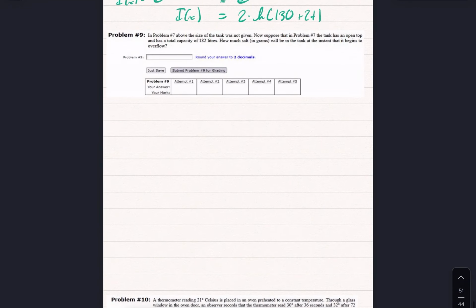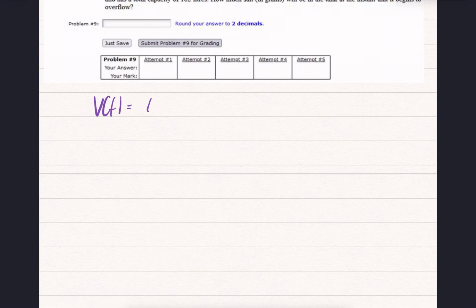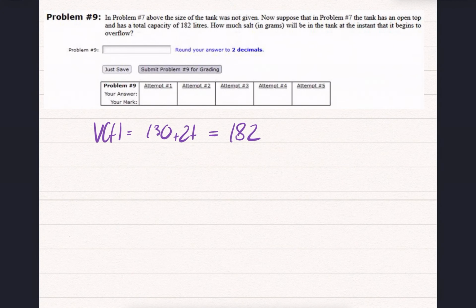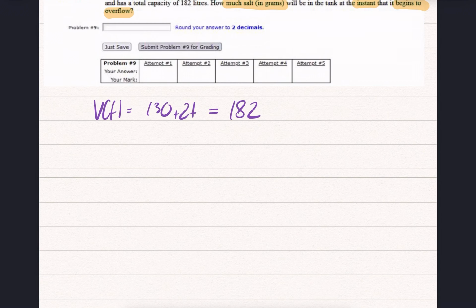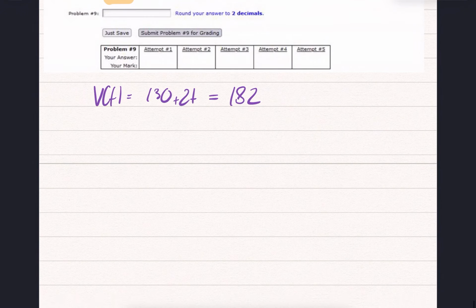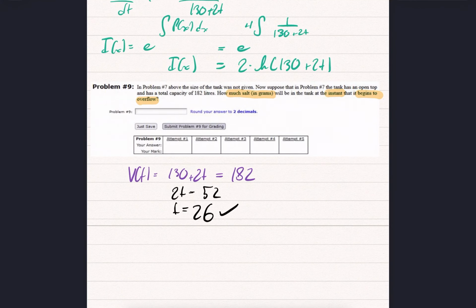Okay. So to solve question 9, the volume of the tank is equal to 130 plus 2t. And we're saying that the total volume is equal to 182 liters. So we want the salt in grams the instant that it begins to overflow. So the instant that it begins to overflow would be the time that it reaches 182. Correct? So 2t equals 52. T equals 26. Perfect. And now we just have to solve for x at t, which is the amount of salt relative to the tank.